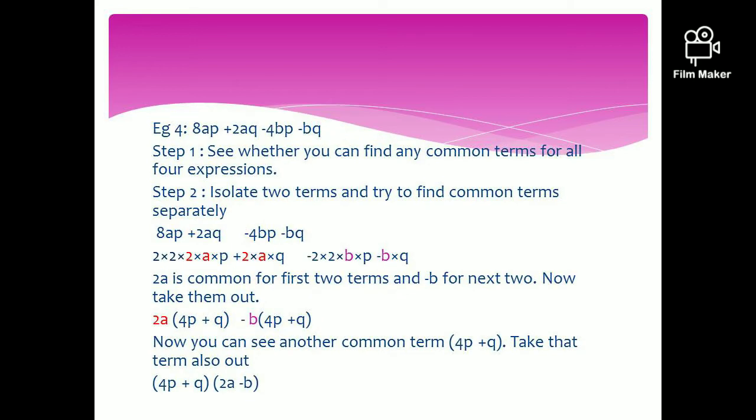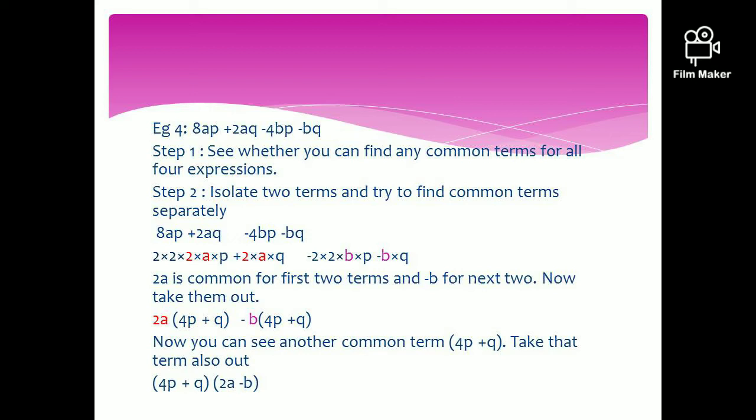Let's move to the next question. The question is to factorize 8ap plus 2aq minus 4bp minus bq. You can understand there are no common terms available for all 4 terms in this expression at once. Therefore, I will isolate the first 2 terms and the second 2 terms from this expression.